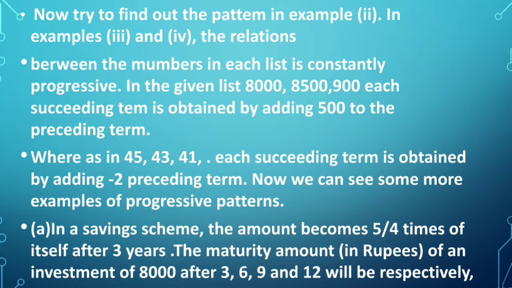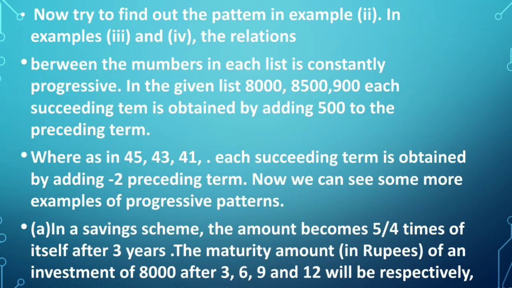In the given list 8,000, 8,500, 9,000, each succeeding term is obtained by adding 500 to the preceding term. So observe this point. We are adding 500 to its preceding term, then we get 8,000, and 8,000 plus 500 is 8,500, and 8,500 plus 500 is 9,000. So succeedingly we get the terms. Whereas in 45, 43, 41 and so on, each succeeding term is obtained by adding minus 2 to the preceding term.